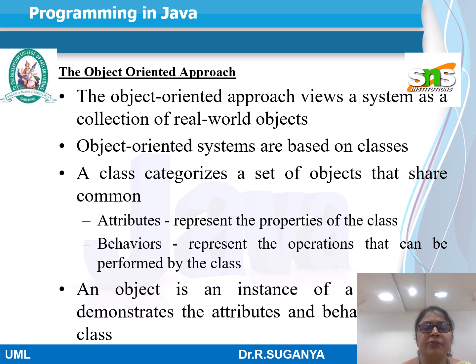Say, for example, if you take a laptop, that is an object. It has some attributes, like keyboard, mouse, and speakers. We have keypads, we have a monitor. So we have attributes and also a set of behaviors. The operations, we say, are the behavior.